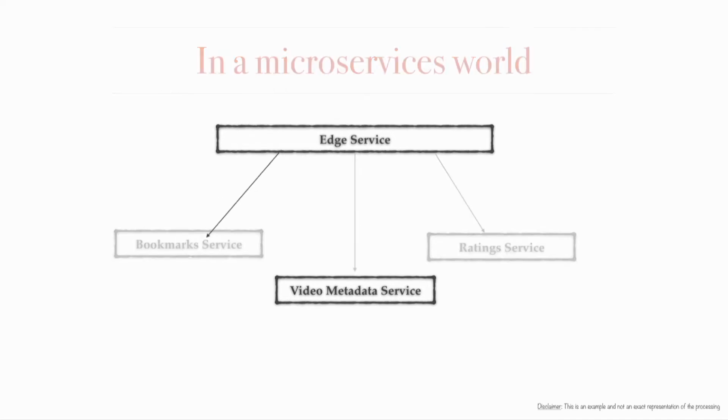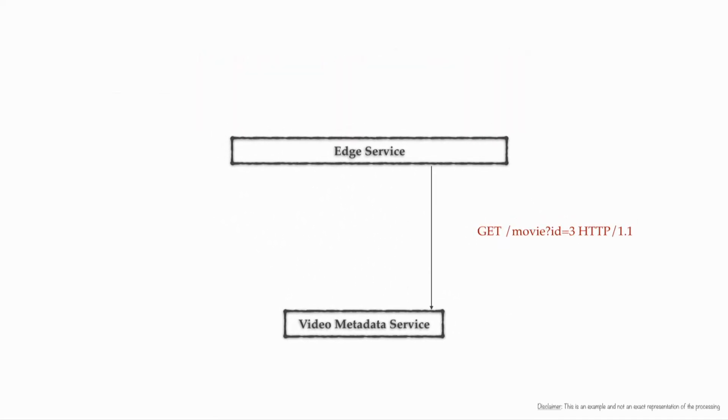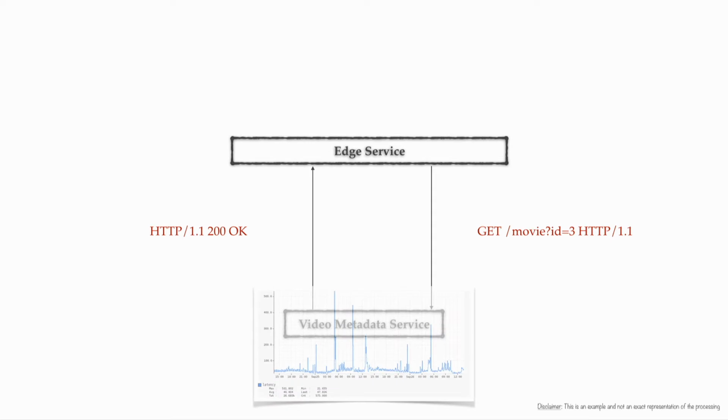The common factor in this communication is that you send a request, which says, like, get movie ID 3 over HTTP 1, and after a while, you get a response saying, okay, this is the data that you asked for. In between the request and response, there's a devil called latency, and we all know that latency is not constant. It will sometimes be 5 times what you would normally see.